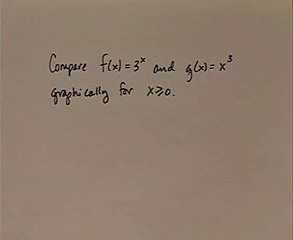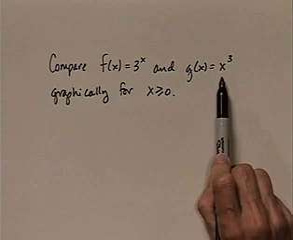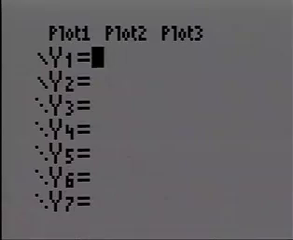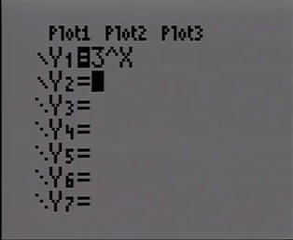Well, let's continue graphing for a moment, but compare an exponential function to a polynomial function. Here's what we want to do. We want to compare f of x equal 3 to the x and g of x equal x cubed. This is a polynomial function. We want to compare them graphically for x greater than or equal to 0. So we need to go back to our calculator, clear out the functions that were there previously, and put in 3 to the x power, and we want to compare that to x to the 3rd power.